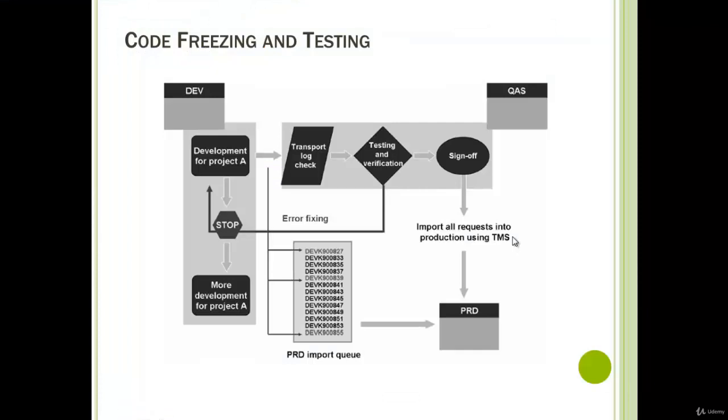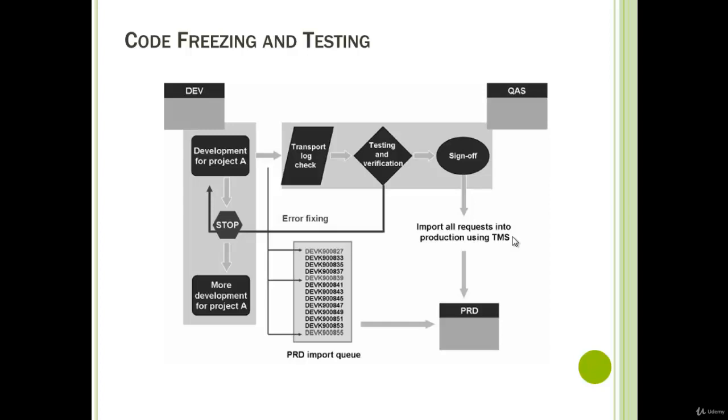Now let us see what is code freezing and testing. We use code freezing and testing during the implementation of a project to ensure a stable test and development environment. That means using the developer deadline to freeze the work and the objects in the development system till you complete the quality checks and verifications. Then we can use the freezing or code freezing methodology.